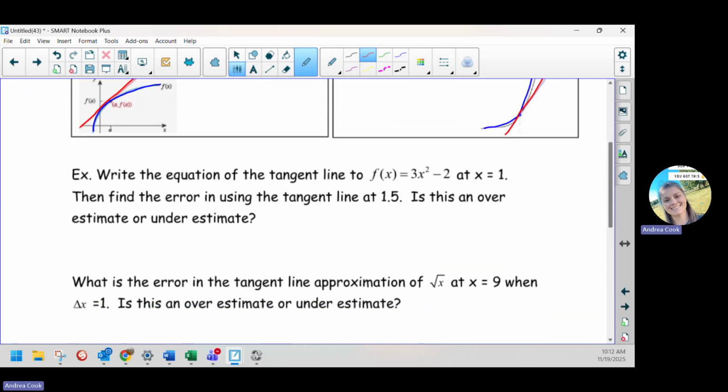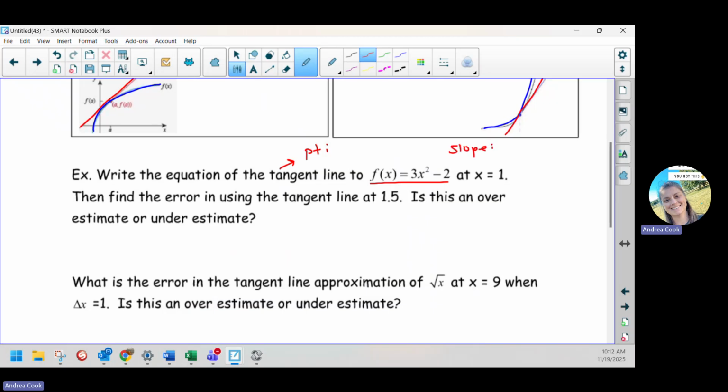All right, our first example, we're going to write the equation of a tangent line to this function at x equals 1. Then find the error using the tangent line at 1.5, and then is this an overestimate or an underestimate? All right, so first when we write a tangent line, we need a point and we need a slope.